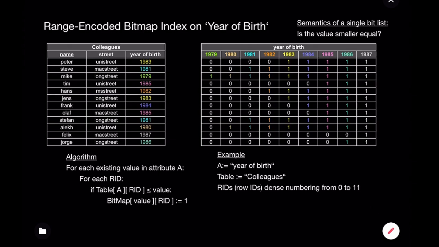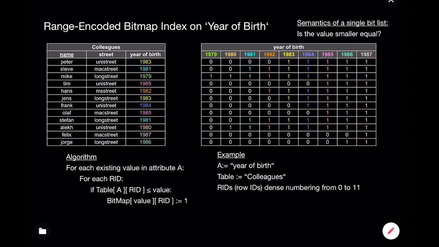If the value in the column is smaller equal that specific value you want to use in your bit list, then you set the bitmap to 1, which means the more you go from the left to the right, you will see more 1s being set. If there's a 1 being set here, of course, the 1 must also be set in the bit list to the right. Because if it's already smaller equal here, then it's smaller equal there as well. Otherwise, it wouldn't make sense. Interestingly, it must be like that.